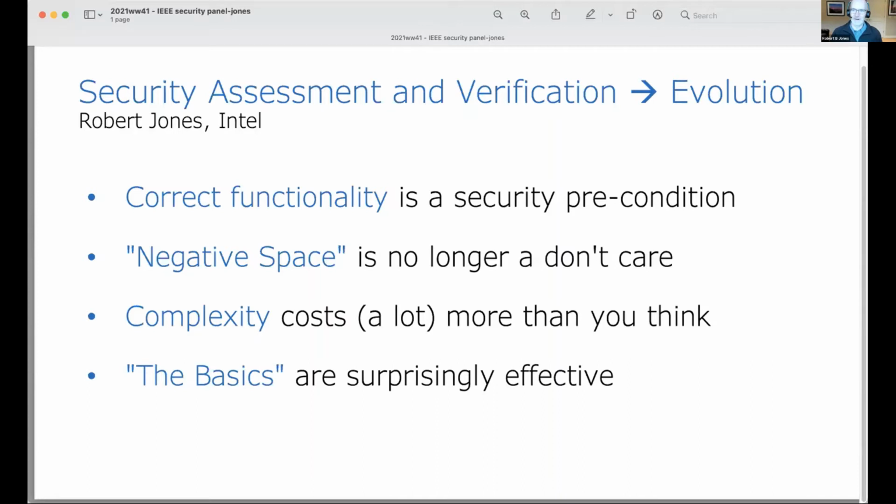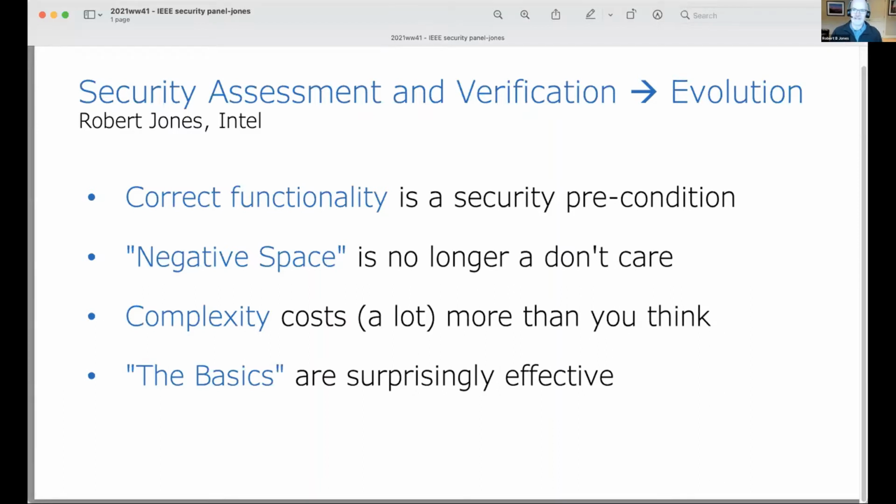This has always been a difficult problem. It's even more difficult now. And I believe it's foundational to security. Secondly, Kevin also mentioned this, negative space is no longer a don't care. What do I mean? You have to think hard about what your design does with ill-formed or even illegal inputs. And the design needs to fail safely and securely.